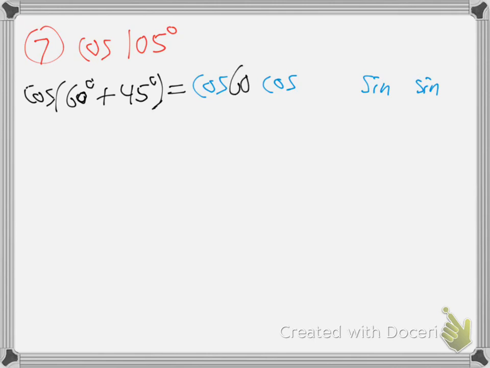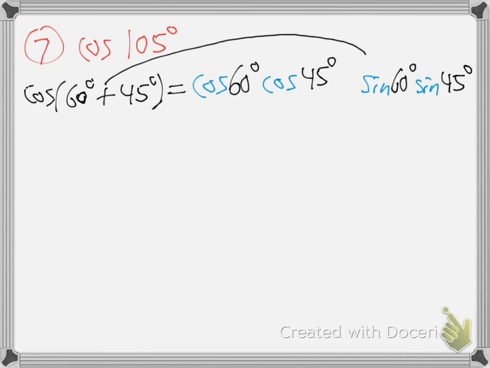So 60, 45, 60, 45. Whatever sign is in the middle. Now, what do I do? The sign in the middle, do I do same or opposite? Yeah, cosine's not our friend, as my old buddy would say. Cosine is not your friend. He switches the sign in the middle. So it'll be minus in the middle there.